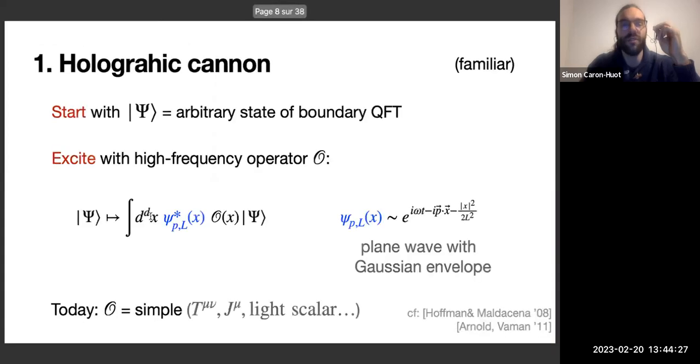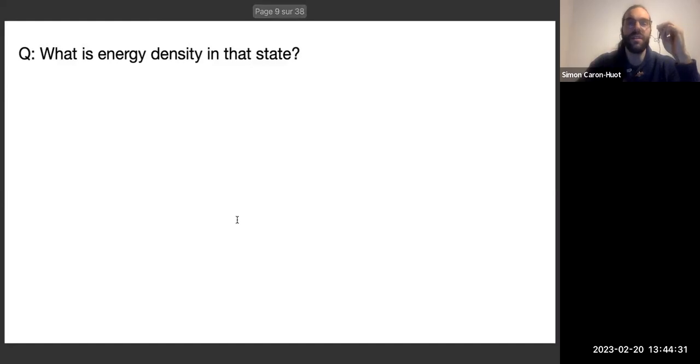So let's look at this excited state, and let's ask a simple question. What is the energy density in that state?